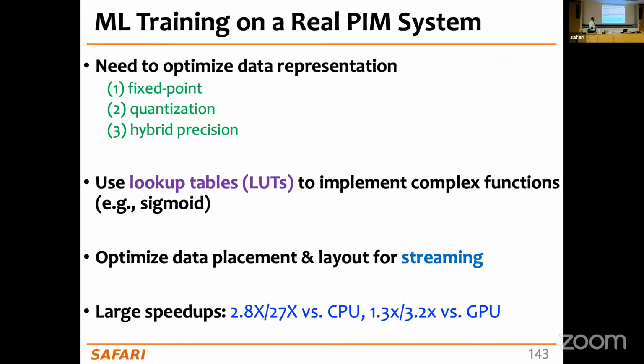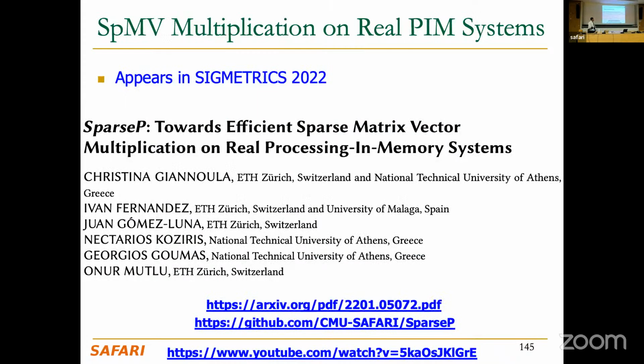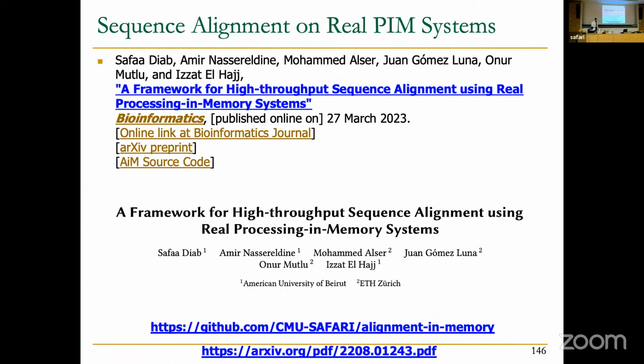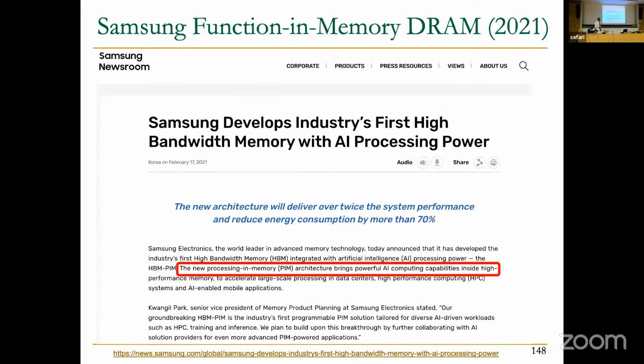And then we also proposed some optimizations on the software side for those particular ML algorithms for this target UpMem system. And we saw some performance benefits compared to a CPU and a GPU itself. If you want to learn more about this, you can watch the talk. And then again, we kept doing this for other applications. This is for sparse matrix vector multiplication. Again, for bioinformatics workloads, we took an alignment algorithm, implemented it in this UpMem system, and saw good performance benefits compared to a CPU and a GPU.